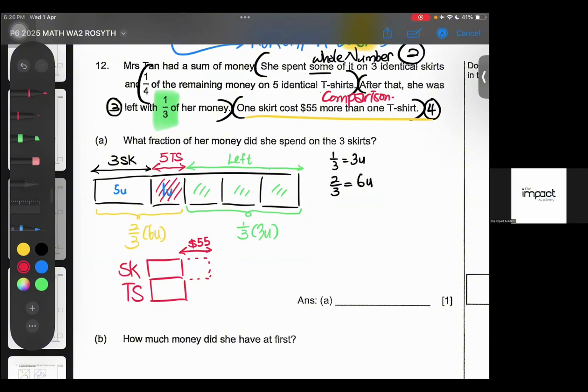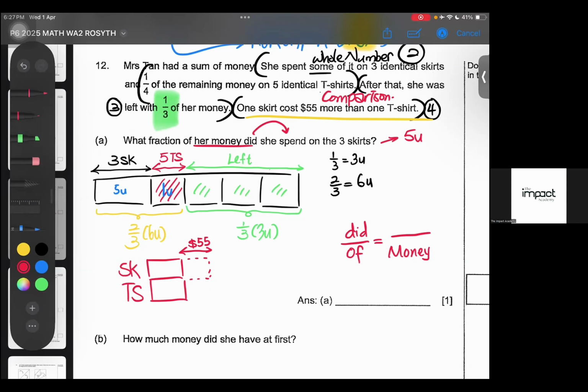Shall we solve the question already? What fraction of her money? Is this a 5? Very good. 3 skirts, right? It's 5 units, right? Of her money. So remember, what over of? Did she spend, right? So of her money means money is the denominator, right? Correct. Now, sorry, I digress a bit, because I solve A first, can? Because I can solve A anyways.